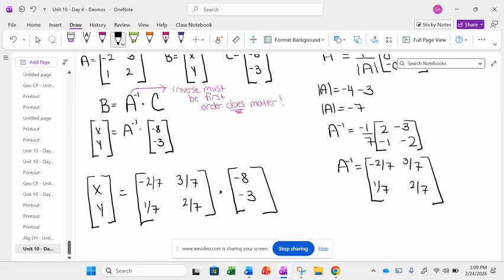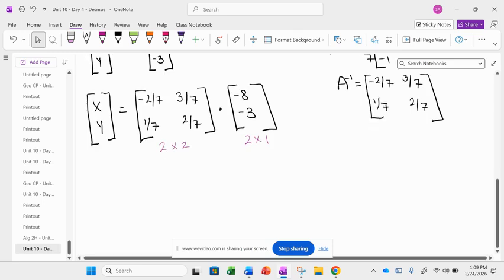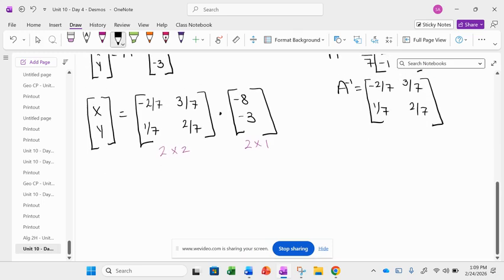And guess what we have to do now? Multiply. So I have a 2 by 2, and this is a 2 by 1. Is this in a good format to multiply? Yes. What will my solution be? You got it.